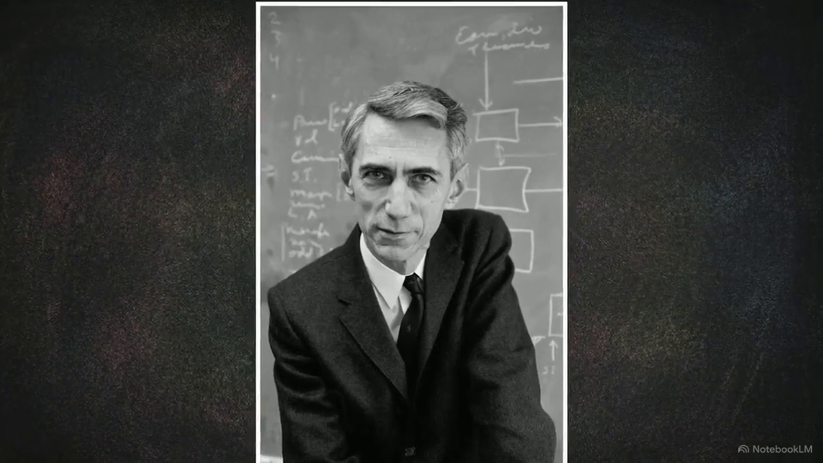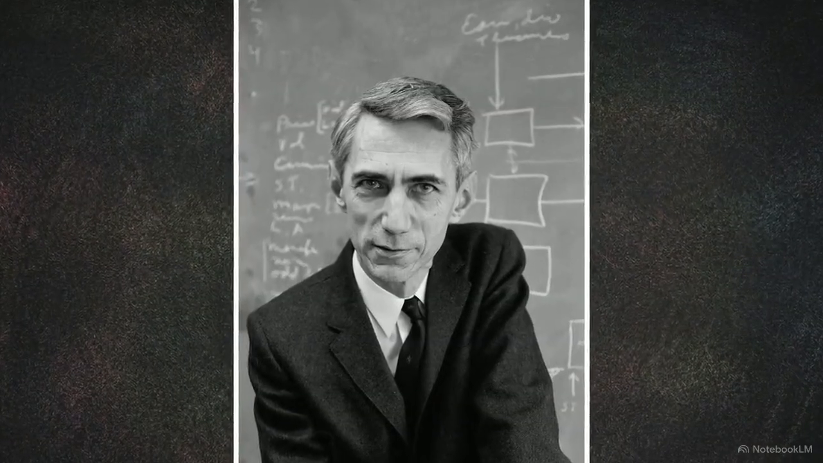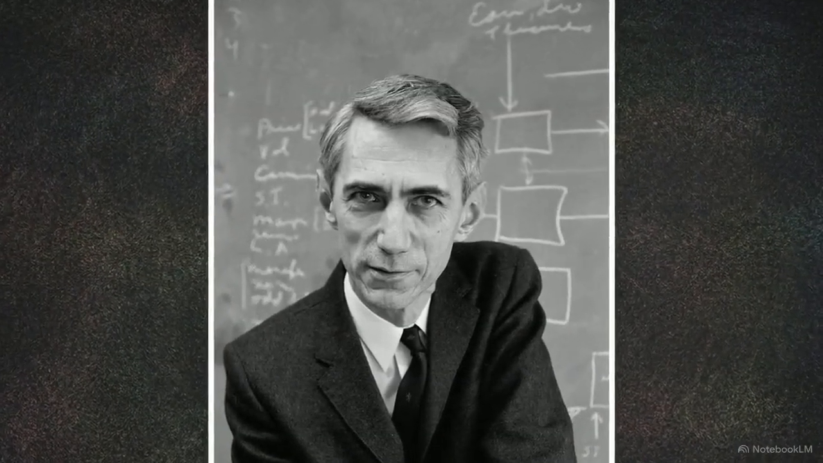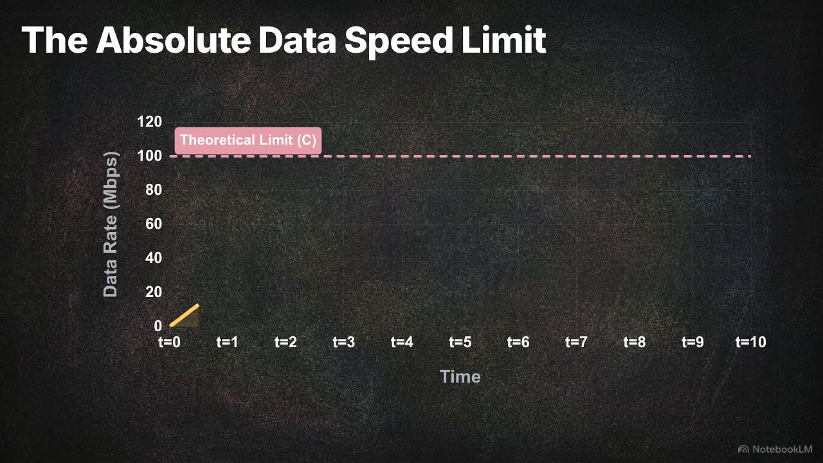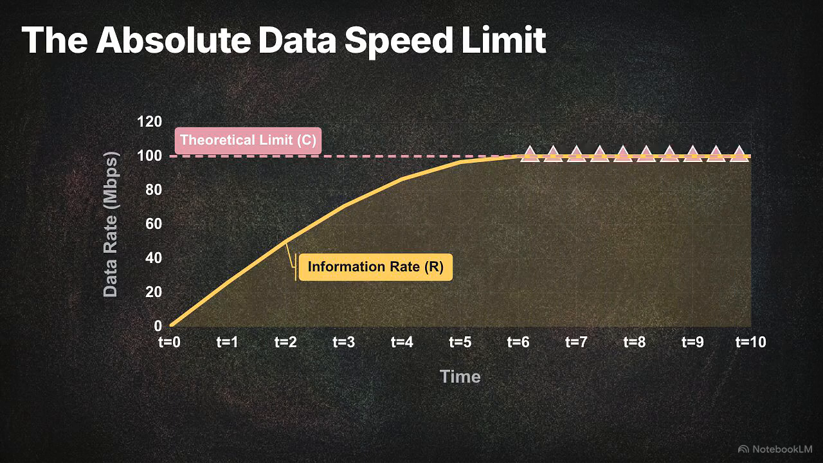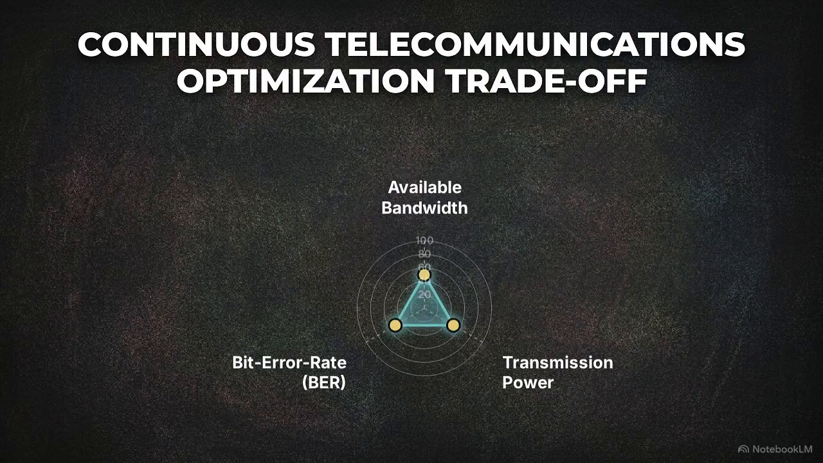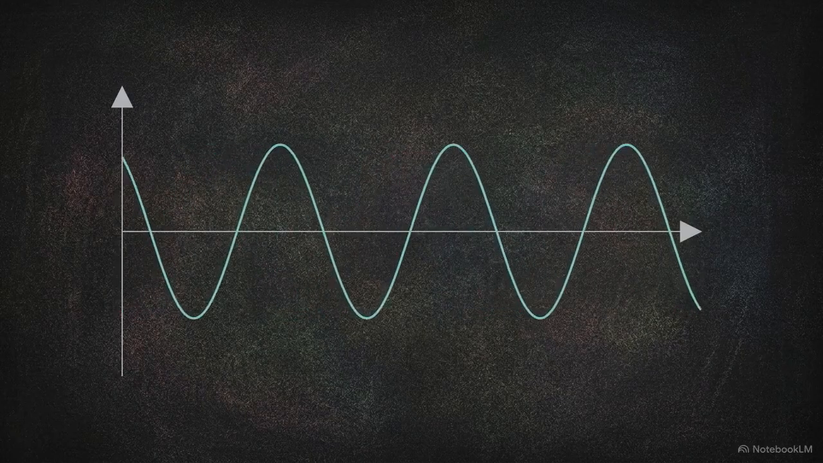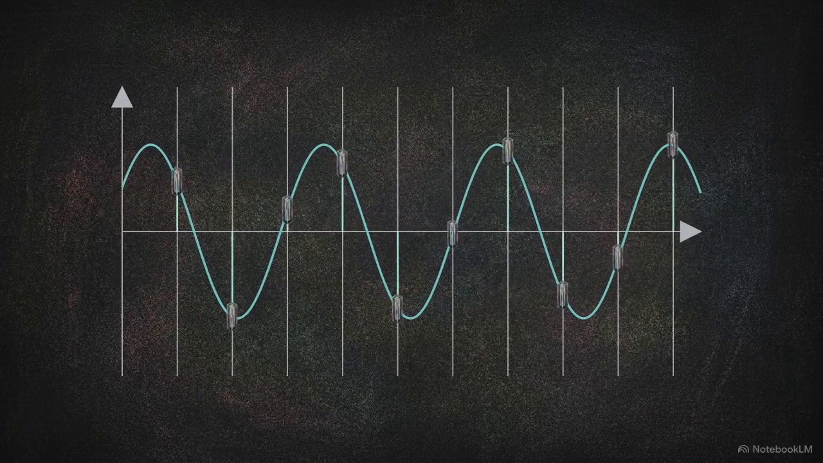In 1948, Claude Shannon established the fundamental mathematical ceiling for both of these operations, proving exactly how much data a given channel can hold before errors become inevitable. Because of these hard limits, this pipeline is a continuous optimization problem, balancing available bandwidth against transmission power and the acceptable bit error rate. The pipeline begins by converting a continuous analog wave into a finite digital bit stream.